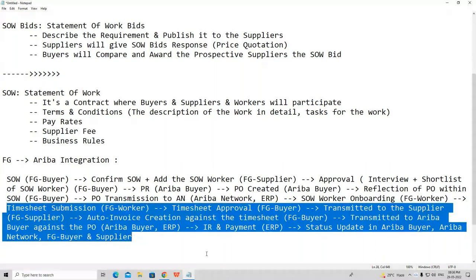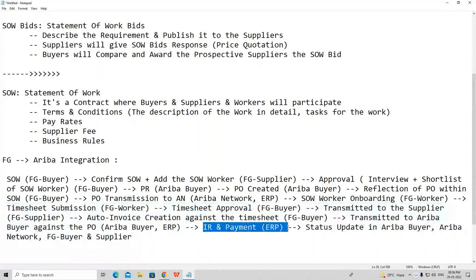So that is why IR. See, I have written IR, invoice reconciliation, right? And payment will happen in ERP. So in IR, we will always do a two-way check over here. It will not be a three-way check.